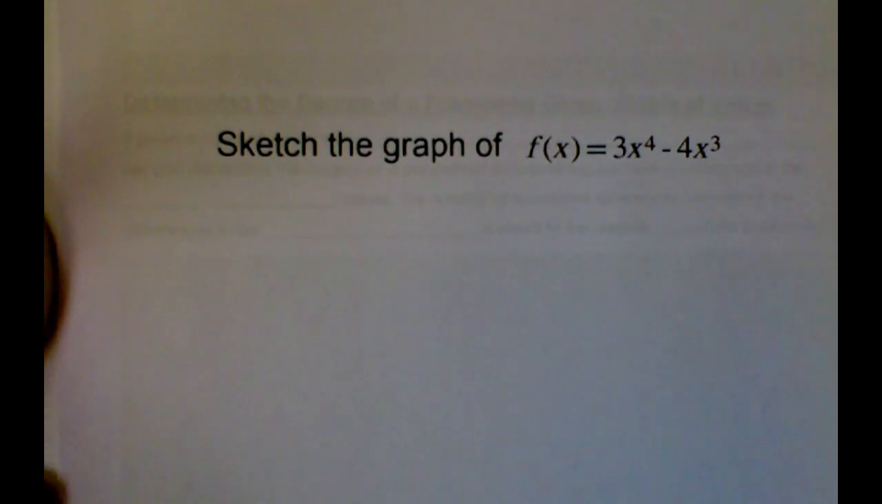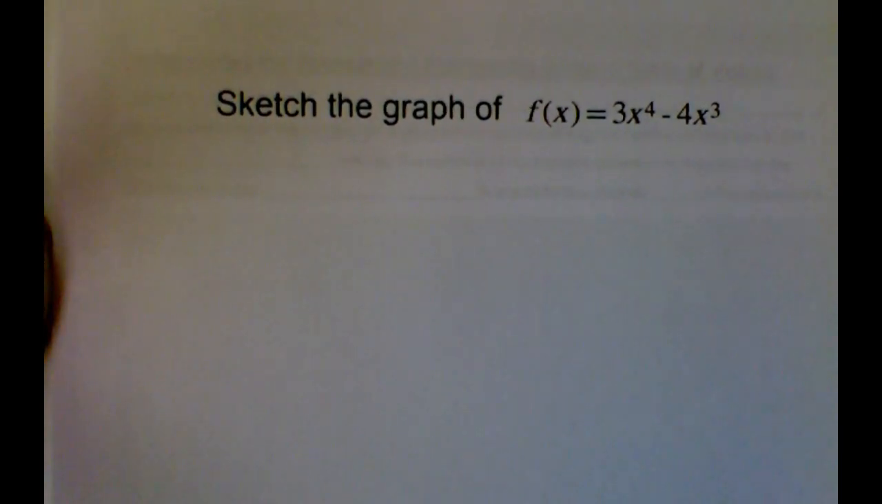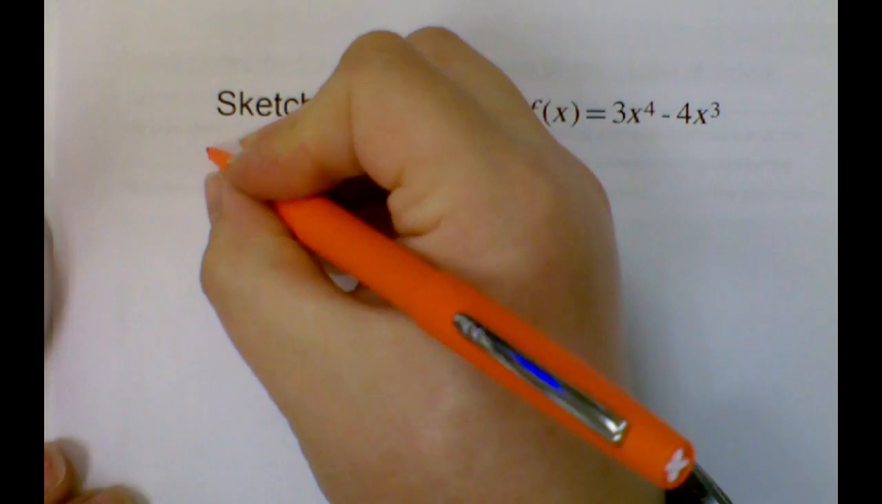Now we are going to sketch the graph really quick of f of x equals 3x to the 4th minus 4x cubed. To do this, we're going to start with the end behavior. The degree is 4.